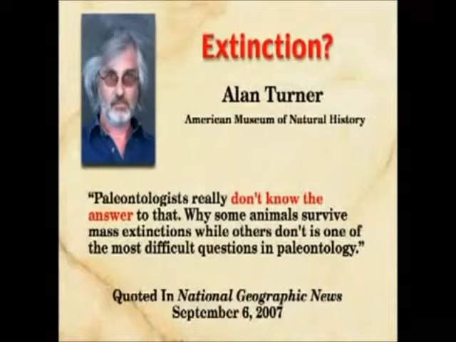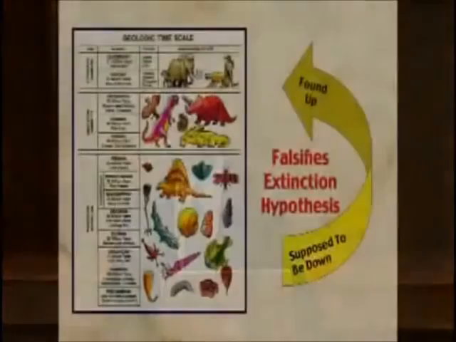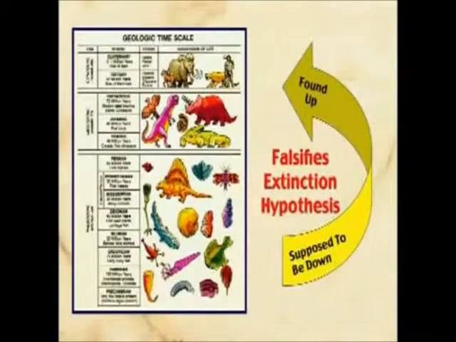Paleontologists really don't know the answer to that. You think some of these quotations are maybe from 5 or 6 years ago, and you're like, well, surely they've learned something since then. Well, this is pretty much up to date, I think, September 6, 2007. We don't know the answer to that. Why some animals survive extinction, others don't, is one of the most difficult questions in paleontology, and why you see this thing that's obviously extinct according to the column, but swimming around, they don't know. It does falsify the idea that because you don't find it above a certain point, it's extinct. And you have literally hundreds of examples of that.